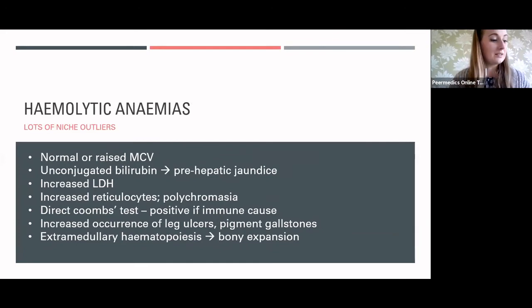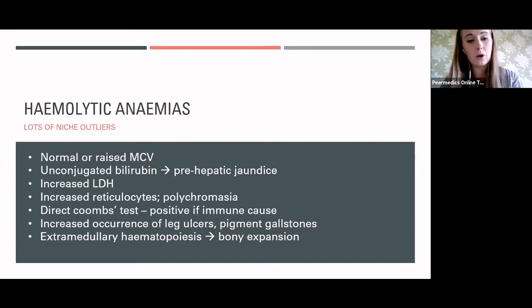So hemolytic anemias, there's quite a few of these to go through, but there are a few fun ways to differentiate them, because they can just present with an increased bleeding tendency, or prehepatic jaundice. Normally they're going to have a normal or raised MCV, so they'll be normocytic or macrocytic. You're going to have unconjugated bilirubin, leading to this prehepatic jaundice picture, where you get the yellowing of the skin, but, if I'm remembering this the right way around, not the associated changes in your urine and your stools.